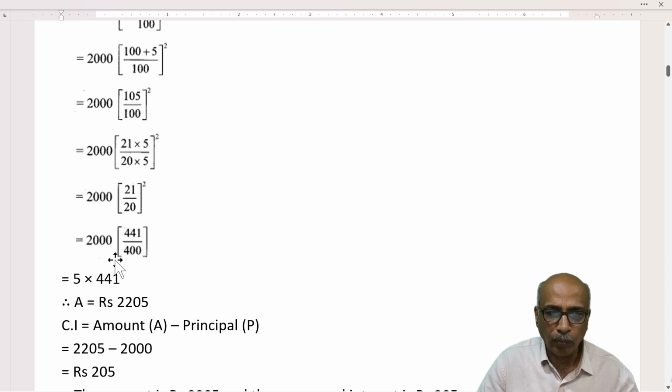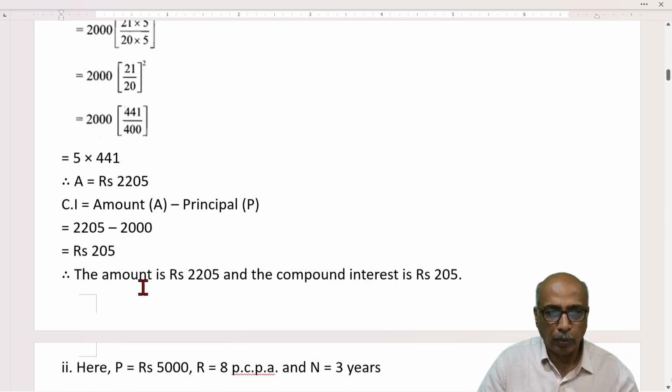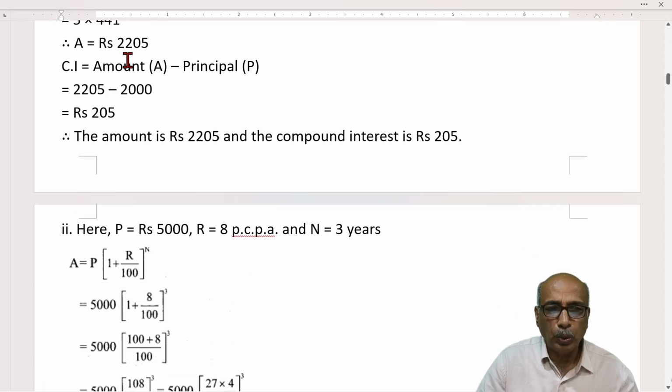400 ones are 400, 400 fives are 2000. So 5 into 441. So the amount comes to rupees 2205. Compound interest equals amount minus principal. So amount is 2205 minus 2000. Compound interest is rupees 205. Therefore the amount is rupees 2205 and the compound interest is rupees 205.